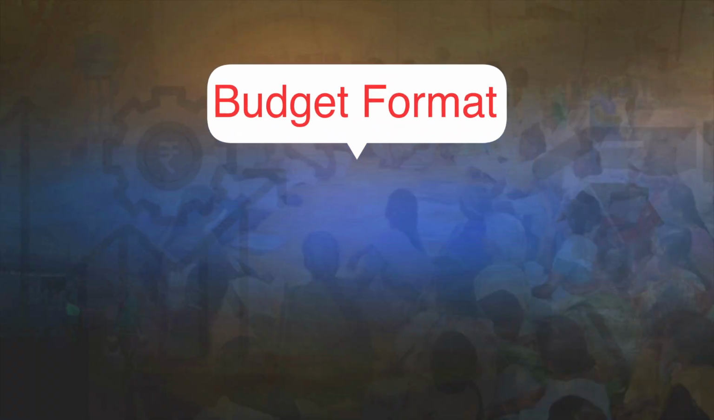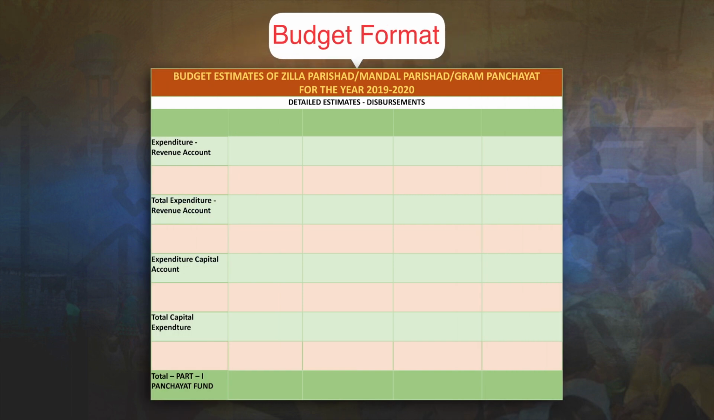The format of Gram Panchayat budget consists of 5 columns, both in receipts and expenditure side. Column 1. The head of account prescribed under model accounting system. Column 2. Actual receipts and expenditure of the year previous. Column 3. Budget estimates of the current year. Column 4. Revised budget estimates of the current year. Column 5. Budget estimates for ensuing year for which the budget is prepared.